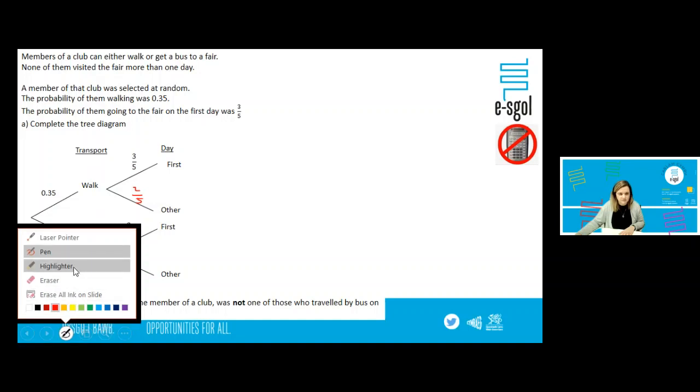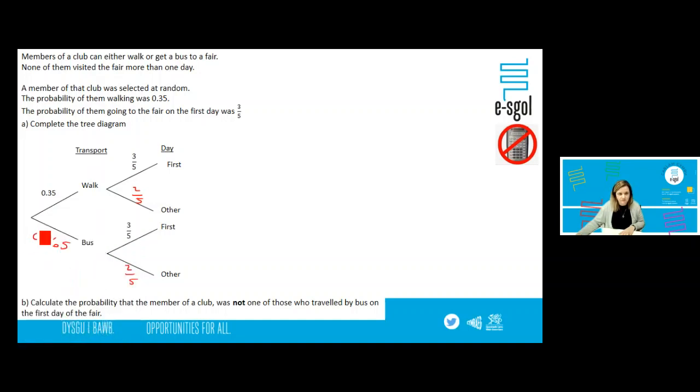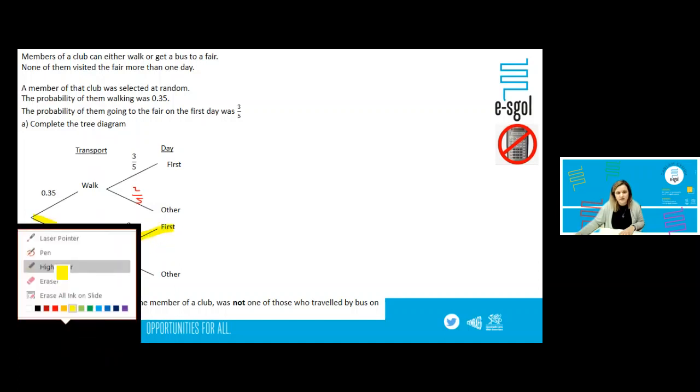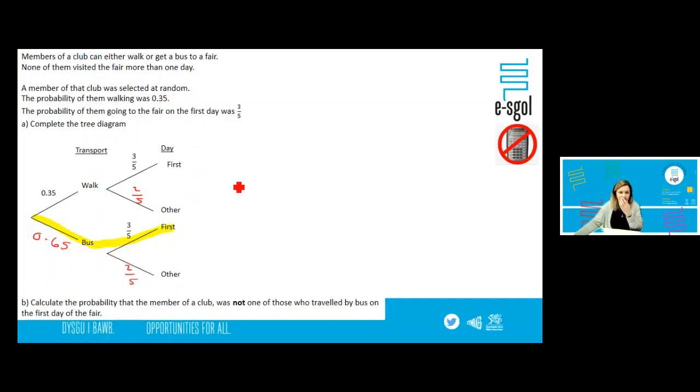Okay, so let me just get my highlighter. So that would mean we're actually going to work out the probability of them going on the bus, because we're going to do the opposite. So we're going to do probability on the bus and the probability of them being on the first day. And then once we get this answer, we're going to subtract away from 1.